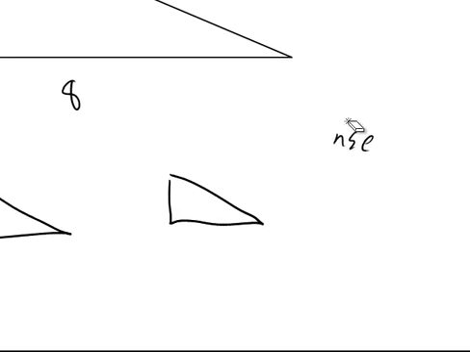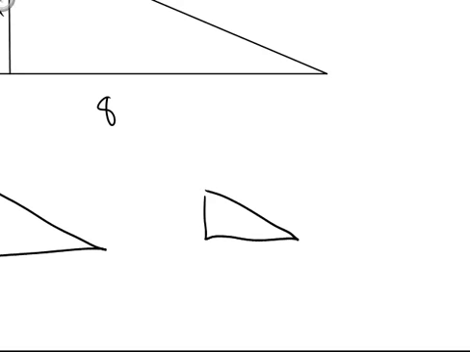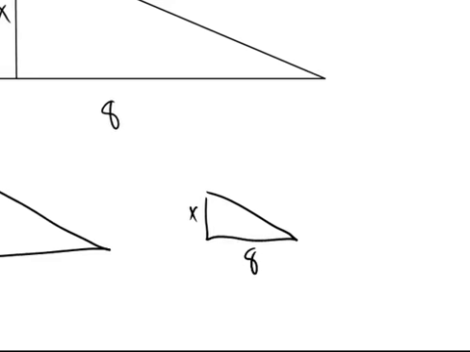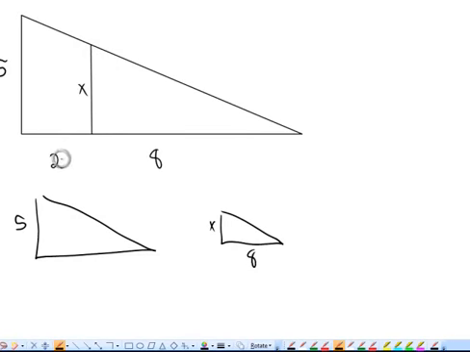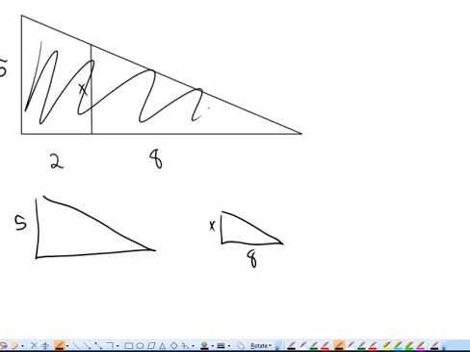Alright, so here's how this one works. Your small triangle, the height is x, the base is 8. And your big triangle, the height is 5, but what's our base? It's not 2, because your big triangle is all of this. Your base is the 2 and the 8 combined, so 2 plus 8 gives you 10. So this one, the base is 10.